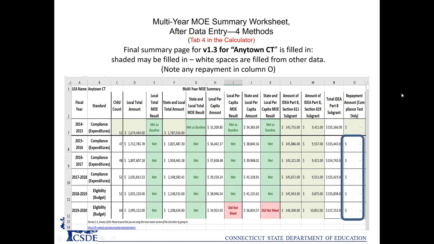As well, it shows the repayment amount of what you would need to do if you did not meet. Now, wait a second. You're saying, why isn't there money here? Well, because you only need to meet MOE in one of the four methods. So this year, with an eligibility standard, you met in one of these two methods, therefore you're all set.